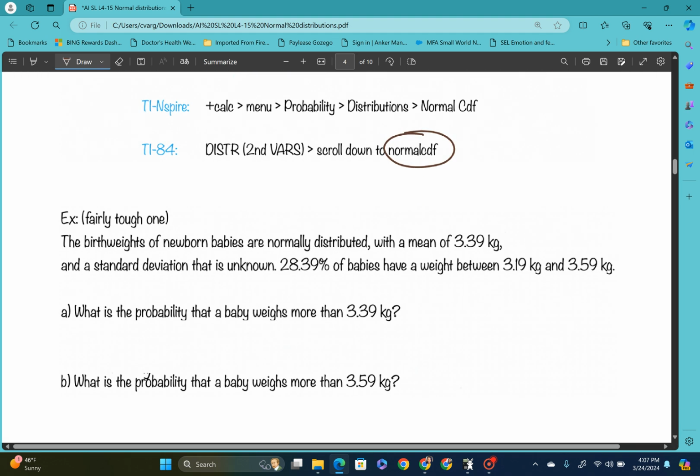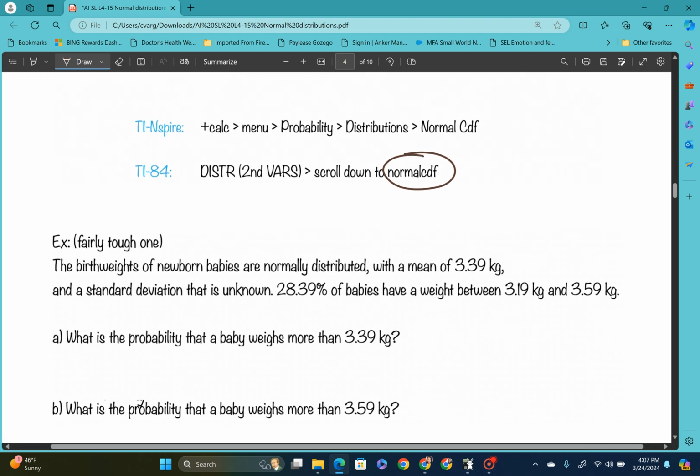So let's try a problem. The birth weights of newborn babies are normally distributed with a mean of 3.39 kilograms. If I'm drawing this, this is the whole curve. The whole thing altogether is 100%. Good.